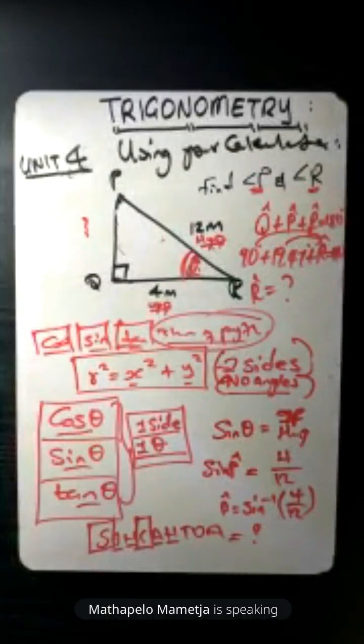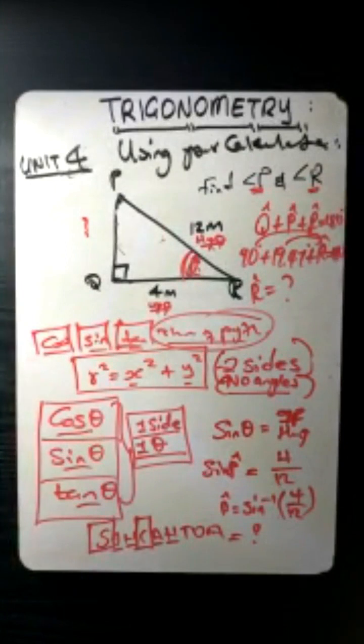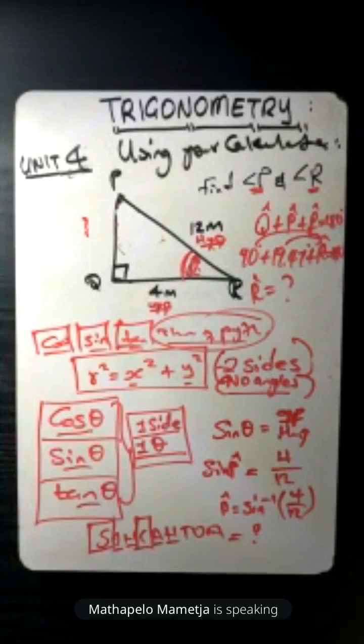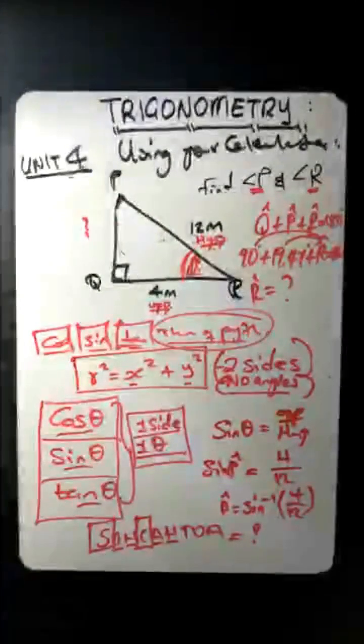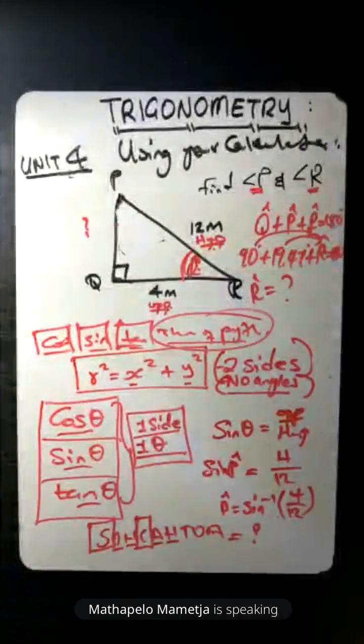No, or remove. PQ is opposite, or QR is opposite to cos. In other words, QR is adjacent and PQ is opposite. So why do we use sine, not cos?